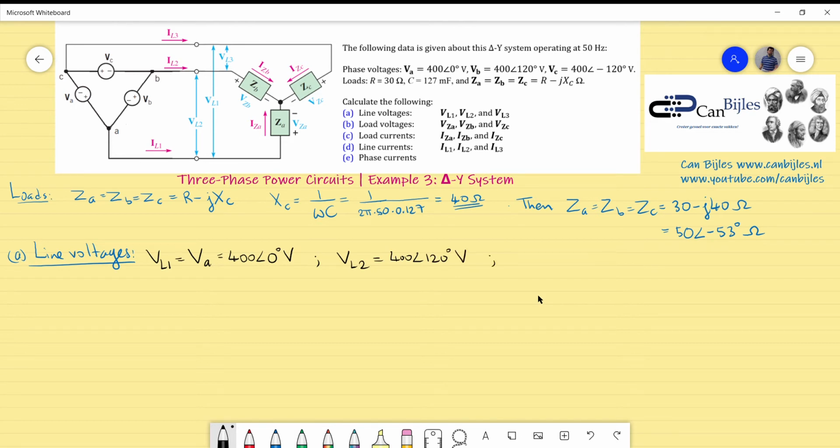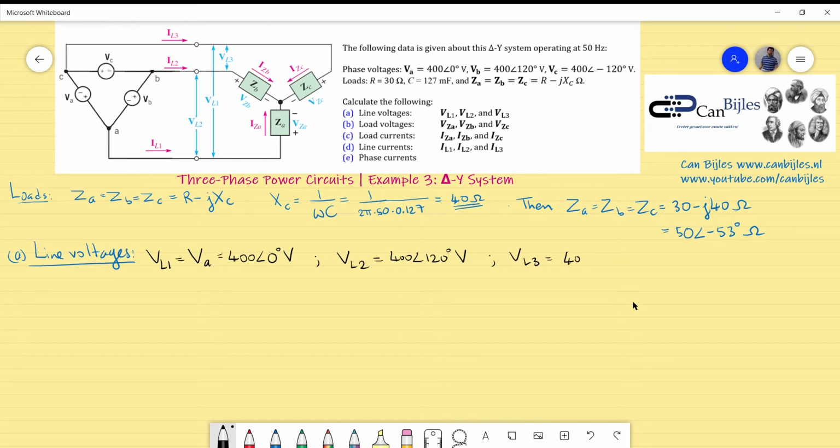And the last one, which is VL3, if you look again in the clockwise direction, it will be from point C to point B, which is this length of the VL3, which is exactly the same as VC. So in this configuration for the delta connected source, the line voltages are equal to the phase voltages. So that's actually also very important to note.